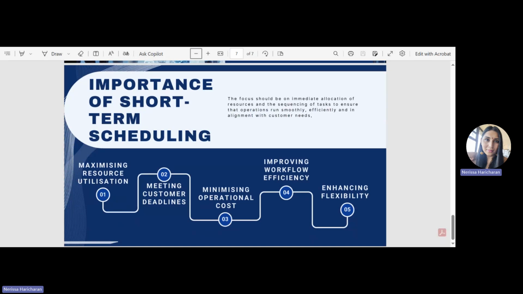Critical resources like machinery and equipment need to be properly allocated to the tasks that require them most urgently. Then we look at meeting customer deadlines.